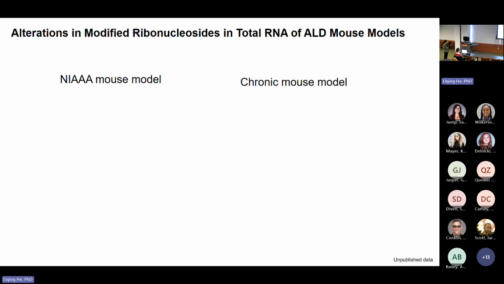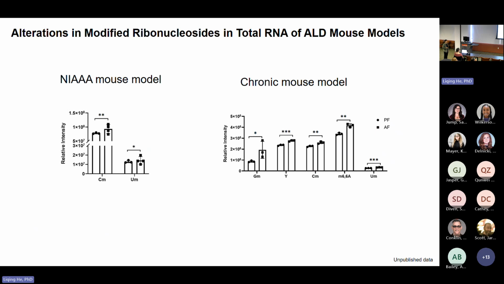We also extracted the total RNA and digested it to nucleosides. We found that Cm and Um were significantly increased in the NIAAA model, and Cm and Gm were increased in the chronic model, along with 2 other modifications. Until now, we can confirm that at the RNA level, the modification also changed. So that means RNA modification plays some role in ALD disease development.